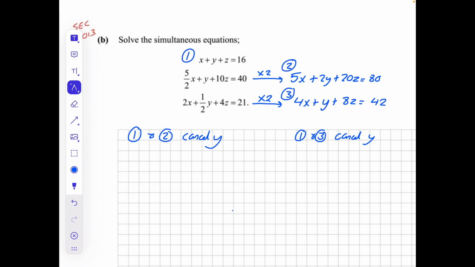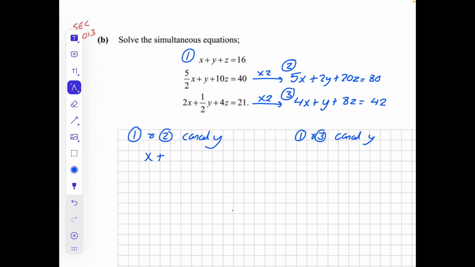So some people might choose to cancel y's, some might choose to cancel z's or x's. Some might do 1 and 2 and then 2 and 3, or 1 and 3 and 2 and 3, and there are loads of different combinations. At the end of the day, everyone should get the same answer. Sometimes certain options are easier than others, but every option will work provided you make no little slips as you're going through it. Okay, so off we go.